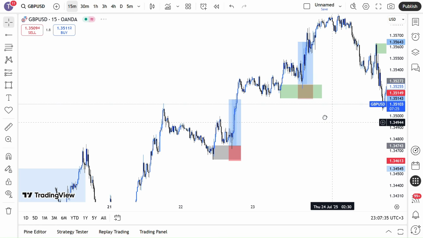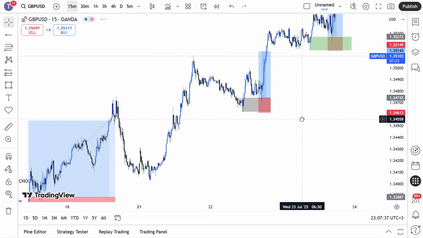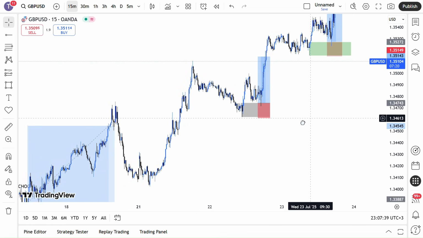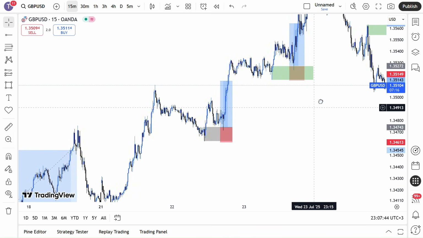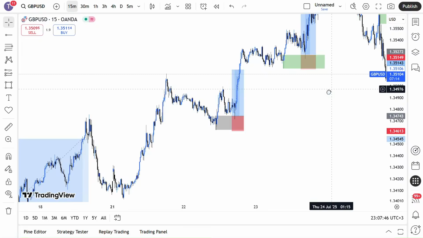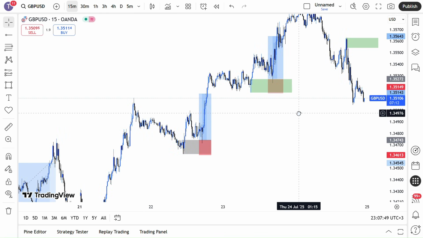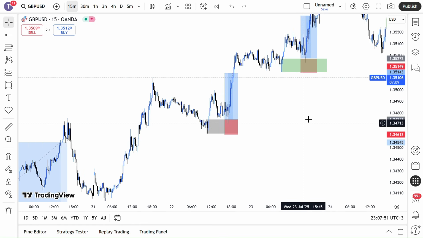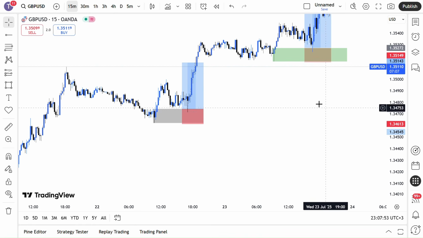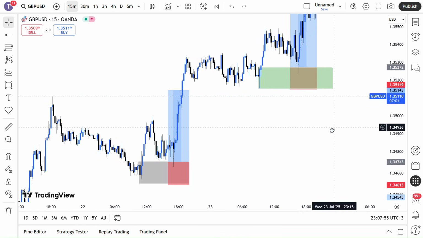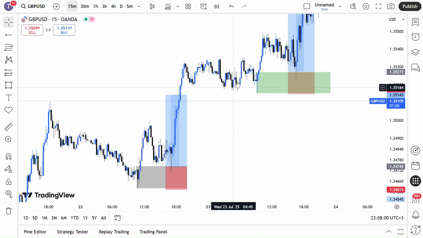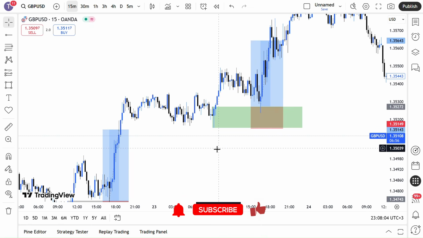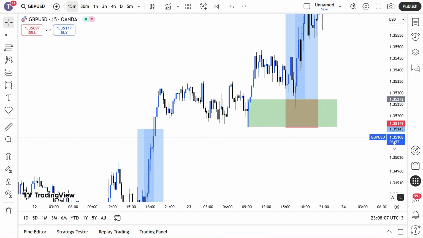So number one, we said we should look at the market structure, and here clearly we have a very good uptrend. We are making higher highs and higher lows. So here basically we are going to look for buys. When I opened my charts that day, the price was in this ranging market, and this ranging market gave me a lot of information, and here is what I did.